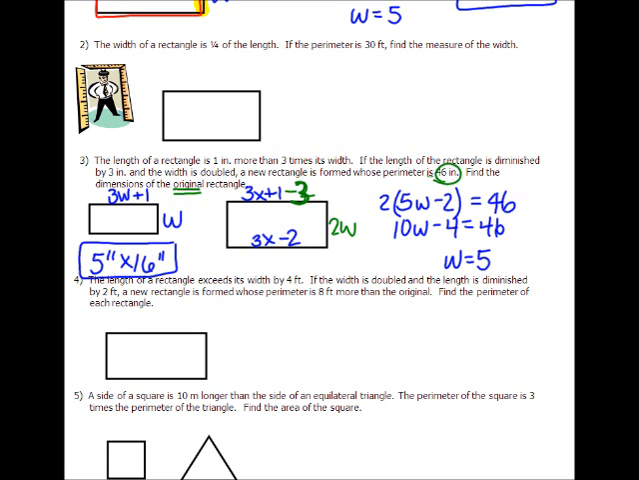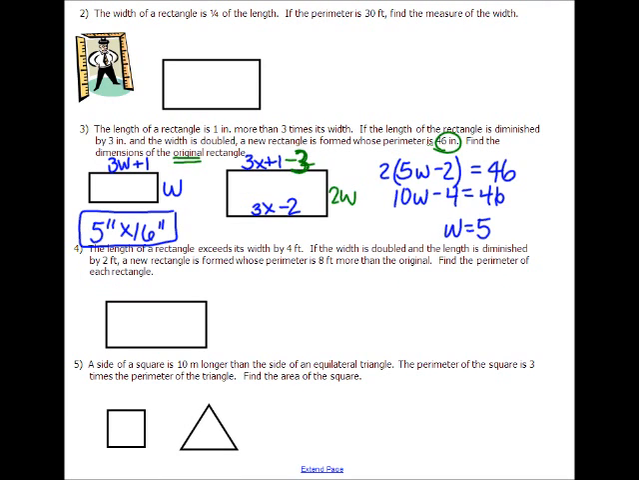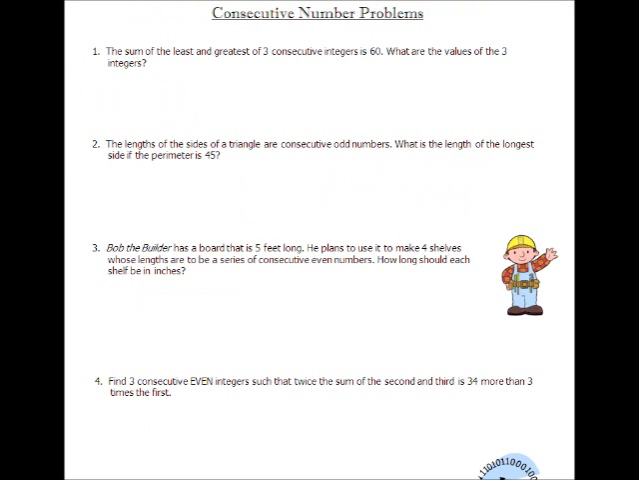Let's go down, and I think you should be okay on the rest of this. Just be careful that you're always answering the question, especially in number 5. Okay? But I think you'll be fine with these. Let's look at consecutive number problems.